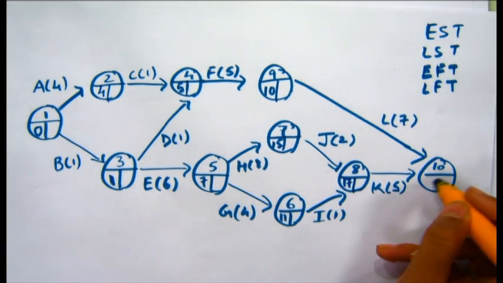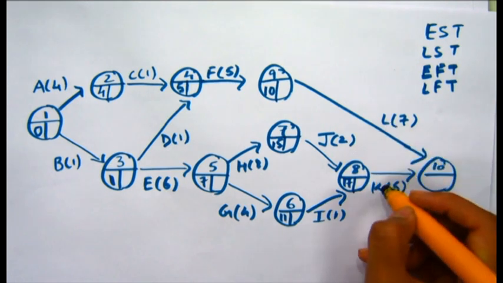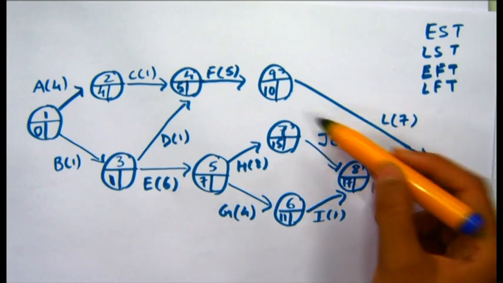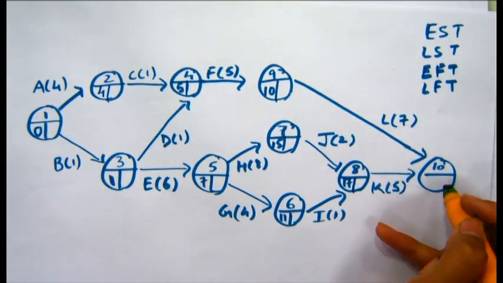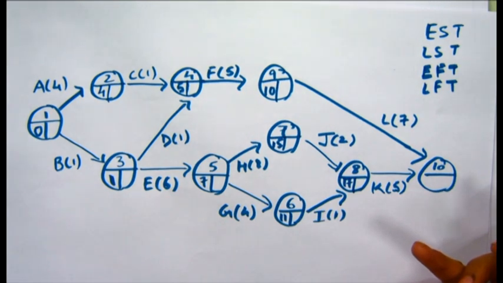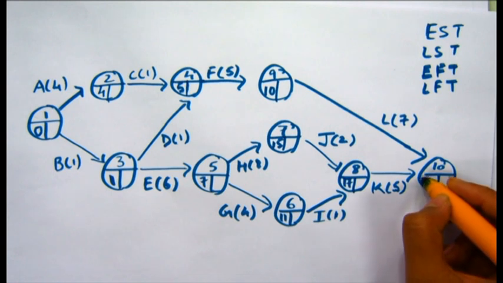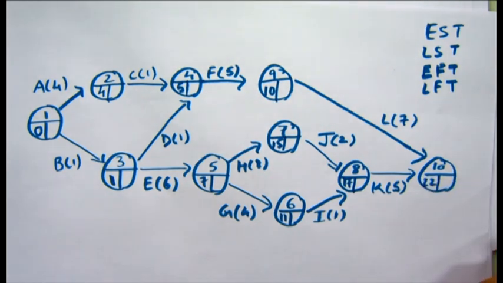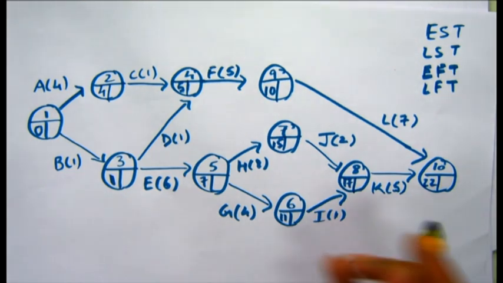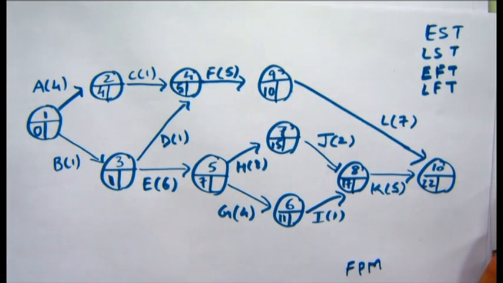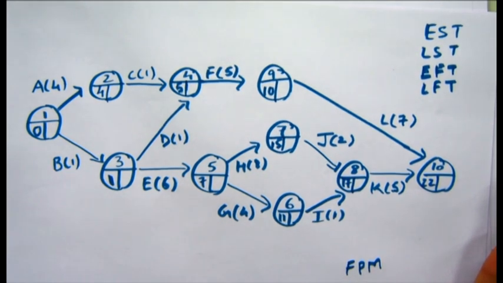And finally, here also we have the merge of events K and L. We have 17 plus 5, 22 here, or we have 10 plus 7, 17 here. So we'll select the highest time, which is 22. This is the forward path method. We start from the left hand side and move towards the right hand side by adding the duration that each activity takes for its completion.